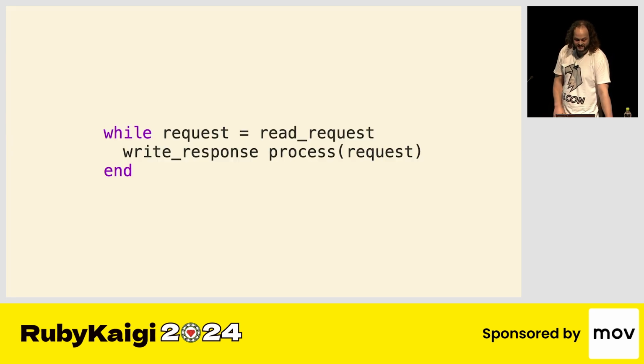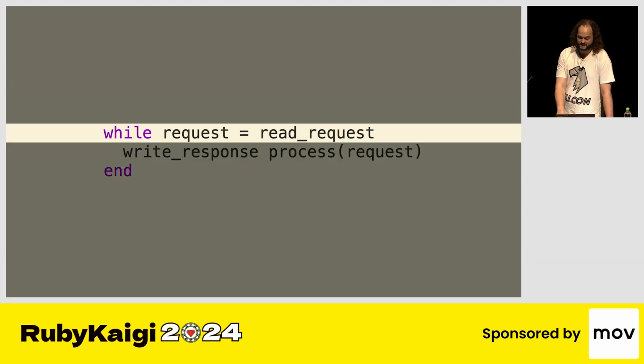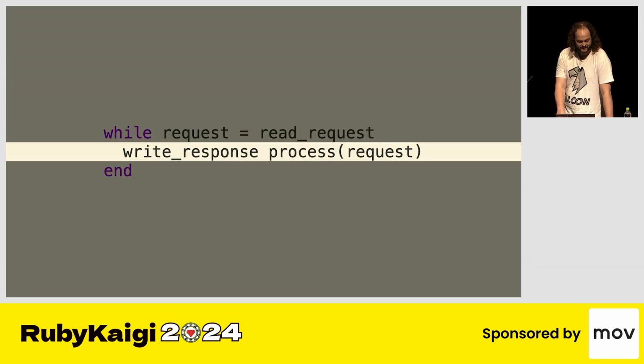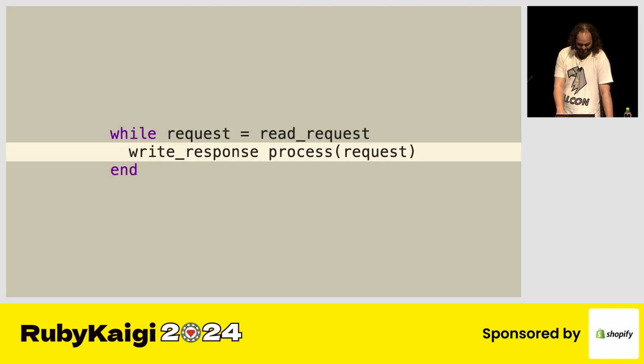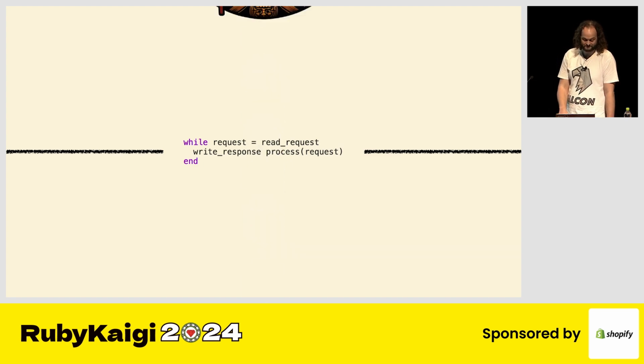My original request handling code looked a little bit like this. First, we read a request. Then we process the request and write the response. Seems simple enough, right? Well, if all your requests can be processed quickly, this approach is usually okay. But unfortunately, it's hiding a big problem.